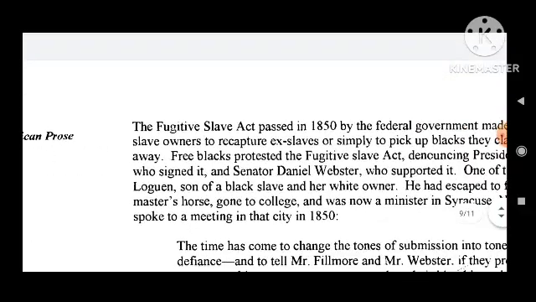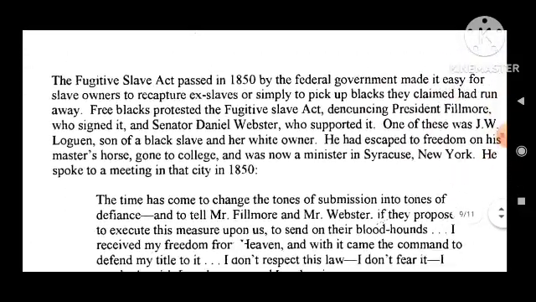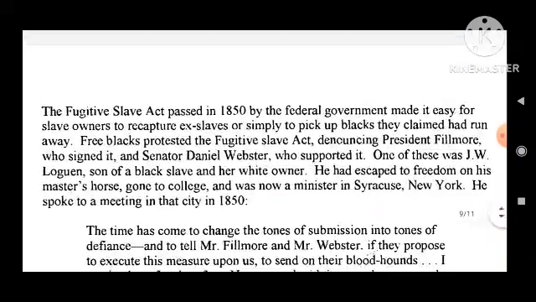The Fugitive Slave Act passed in 1850 by the federal government made it easy for the slave owners to recapture ex-slaves or simply to pick up blacks they claimed had run away. Okay, so the Fugitive Slave Act passed in 1850 by the federal government.